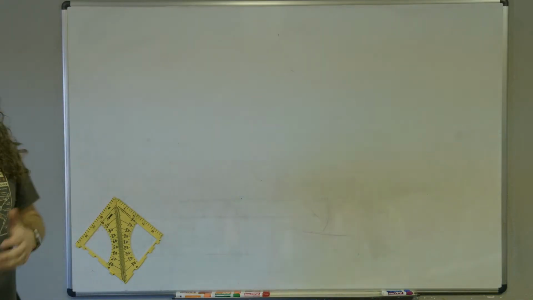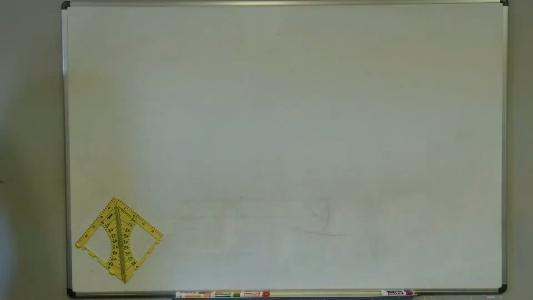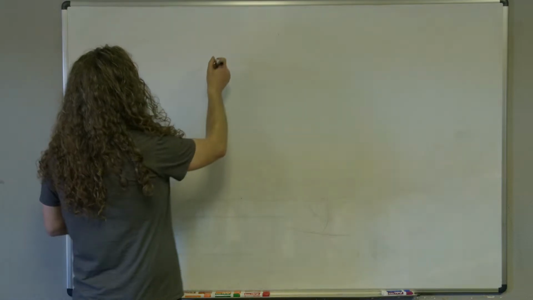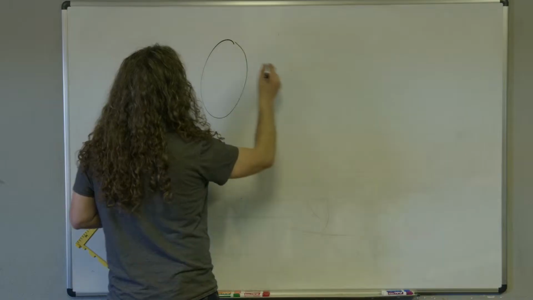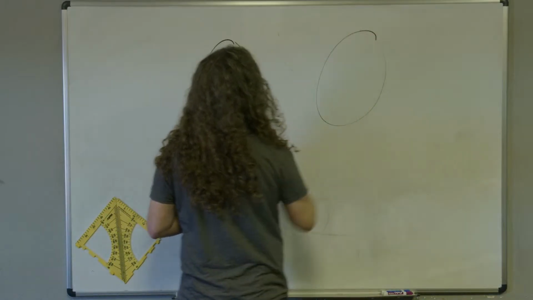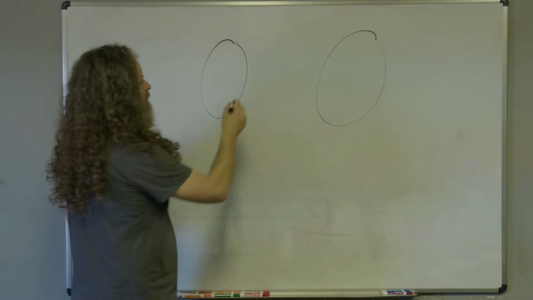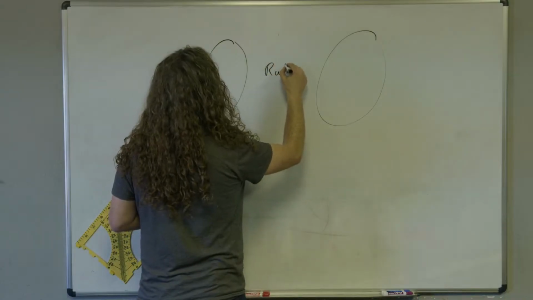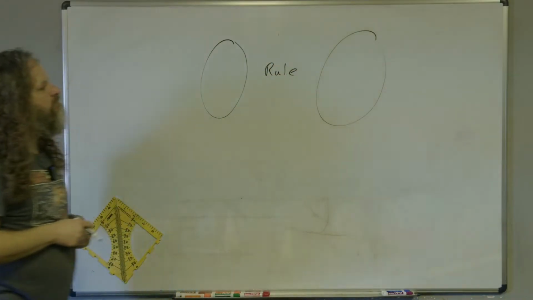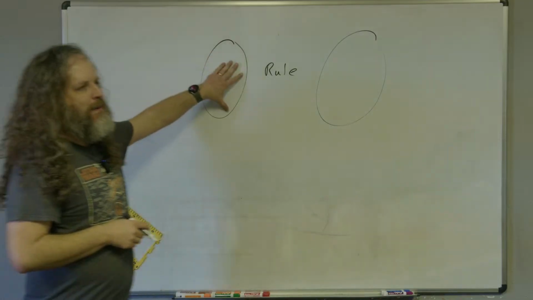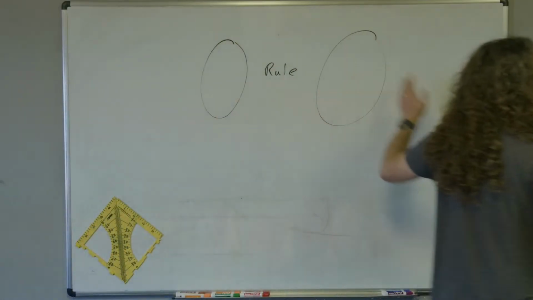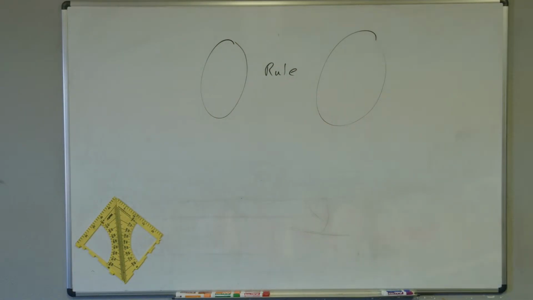So a function is a relation. It's a specific kind of relation. A relation is two sets that are connected with a rule. There's a rule that takes and maps this group of numbers onto that group of numbers, right? That's what a relation is.